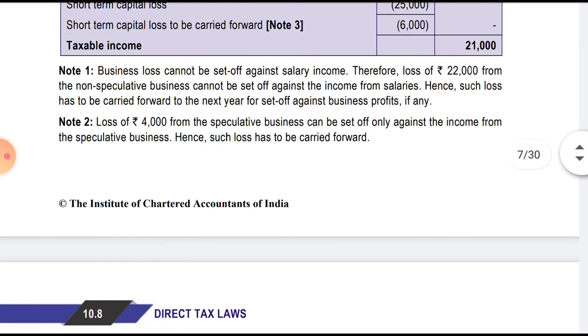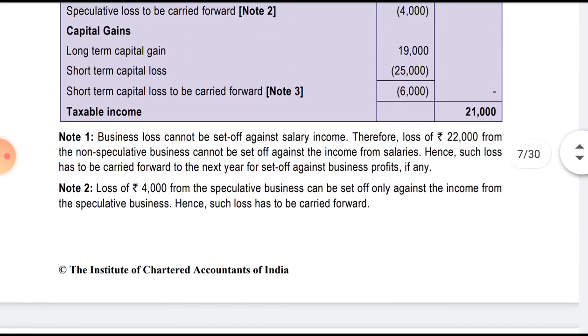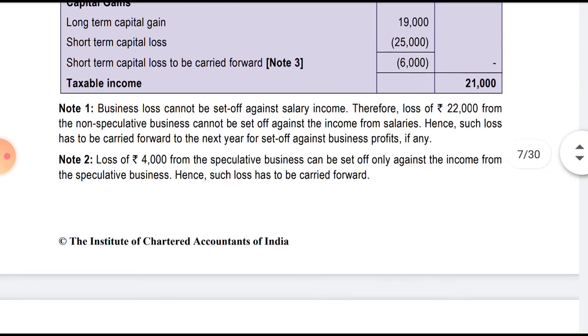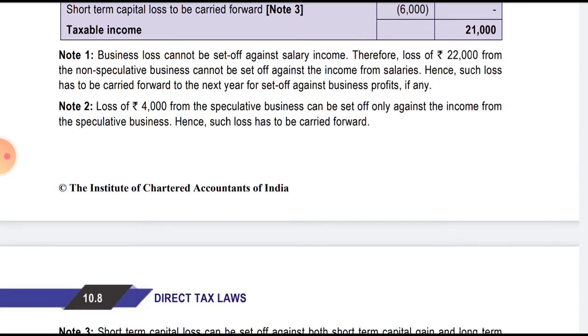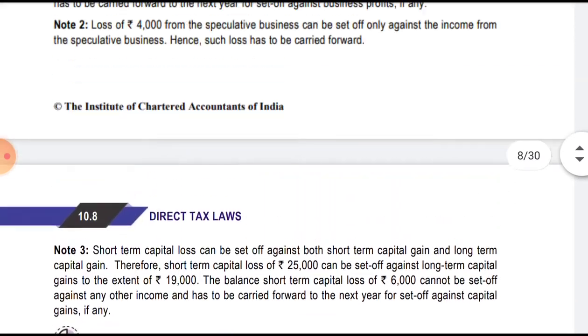Note 2: the loss of 4,000 rupees will be carried forward, and it will be set off against the business profit of the next year. Note 2: the loss of 4,000 rupees, that is, the speculative loss from the speculative business, can only be set off against the income of the speculative business, and such loss has to be carried forward.